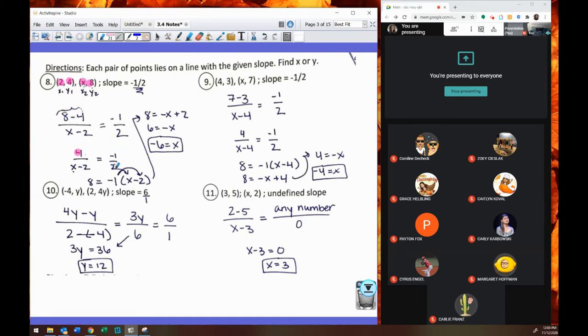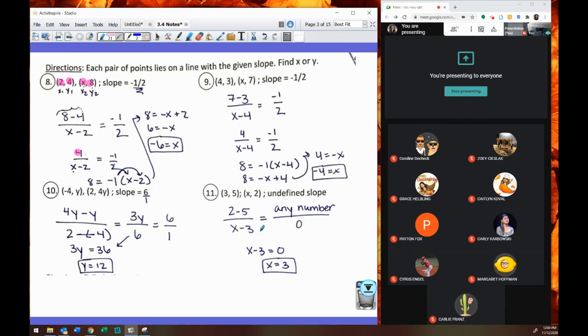So then once I have that big proportion written, because if this is how to represent a slope, it's also telling me that the slope is equal to -1/2. So I set it equal to that. And then I cross multiplied to turn it into an equation that I could solve.